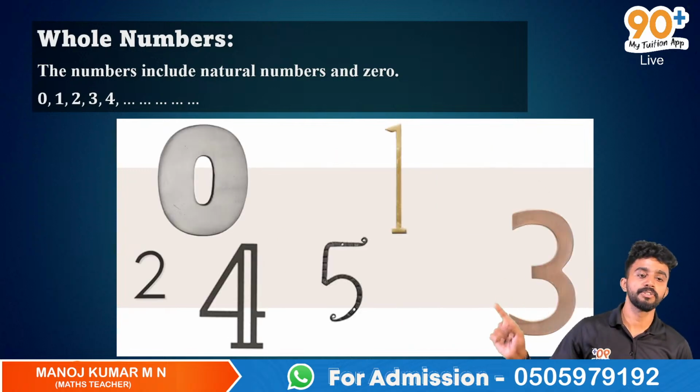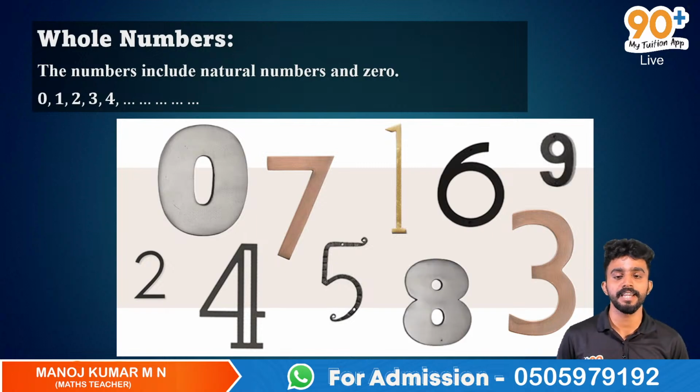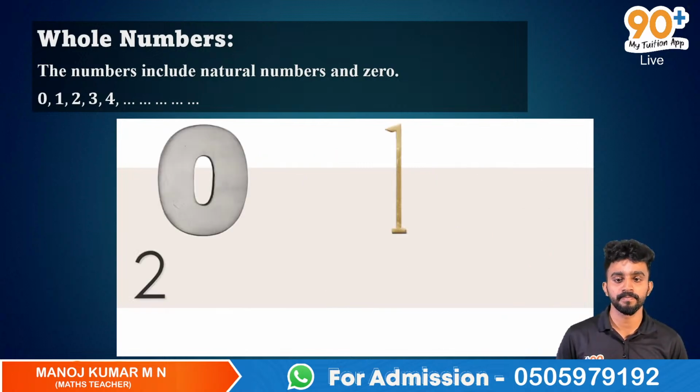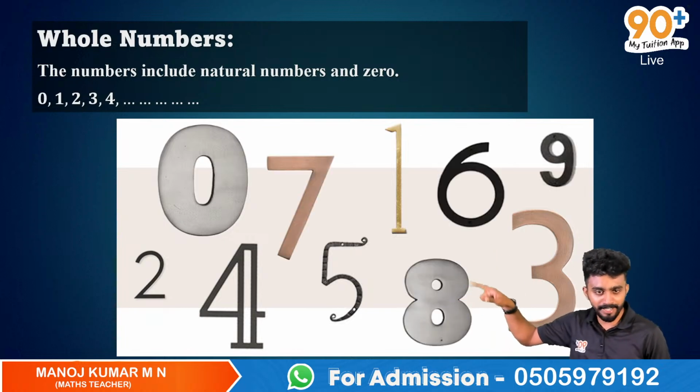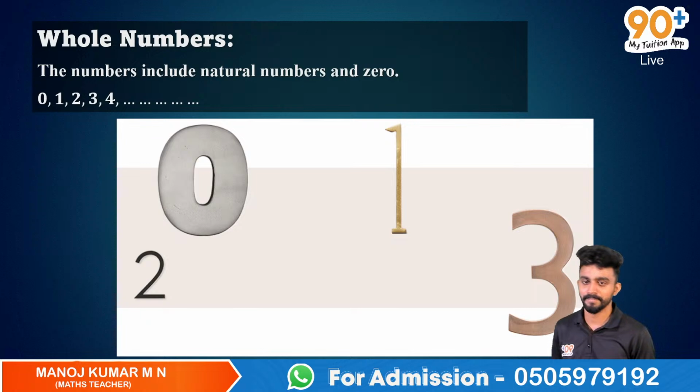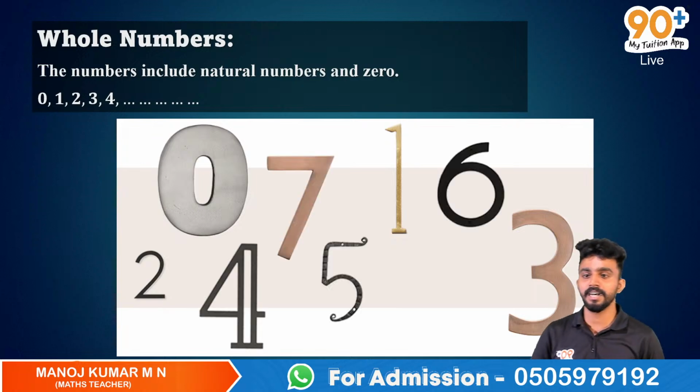0, 1, 2, 3, 4, 5, 6, 7, 8. It goes like that. We have 9 as well, right over here. 0, 1, 2, 3, 4, 5, 6, 7, 8, 9. Till 9 it's there. Balkaran Singh done.